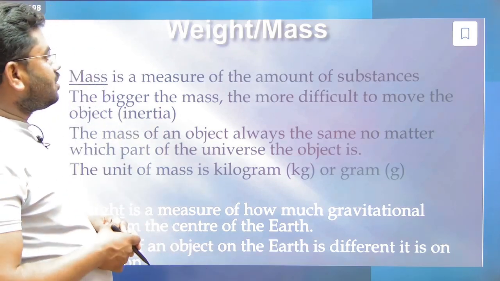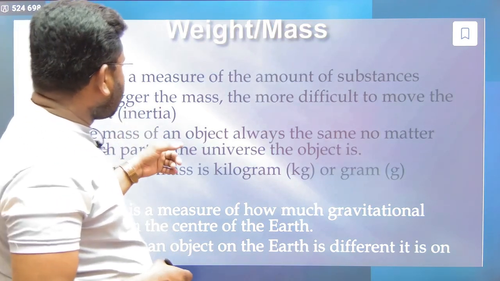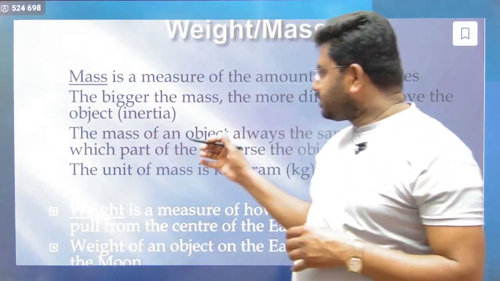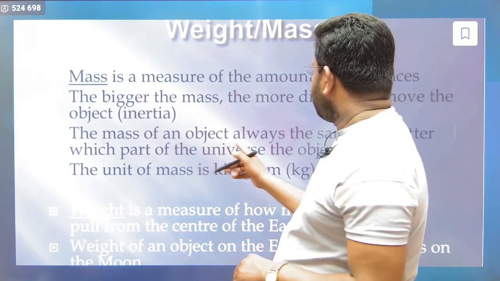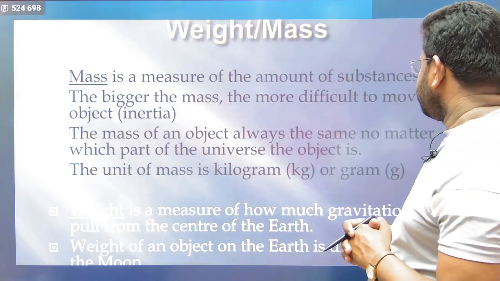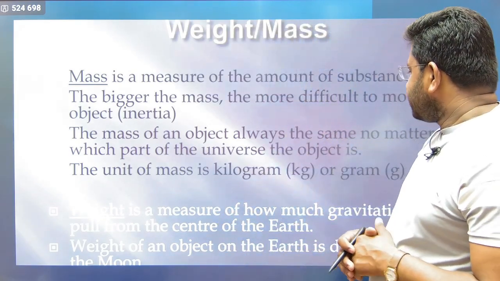Mass is a measure of the amount of substance. The bigger the mass, the more difficult it is to move the object, which means inertia. We have to put more force on it. So the mass of the object is always the same, no matter which part of the universe the object is in. The unit of mass is the kilogram.